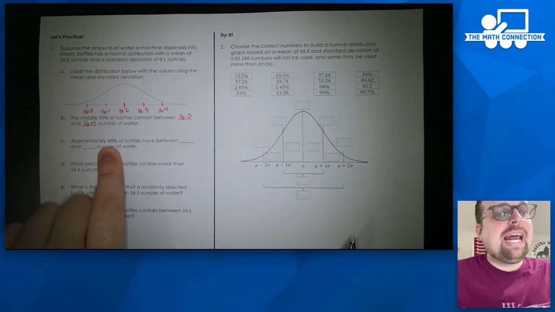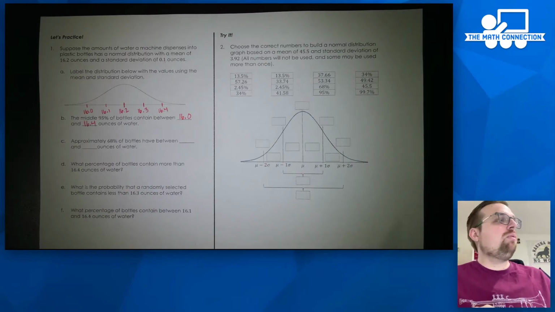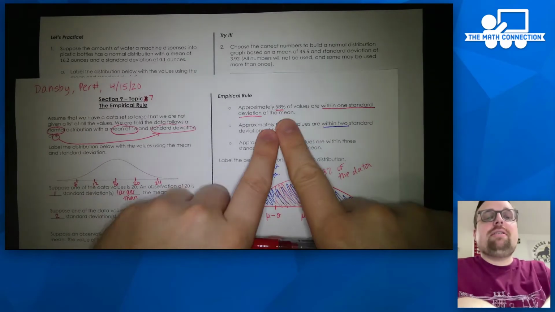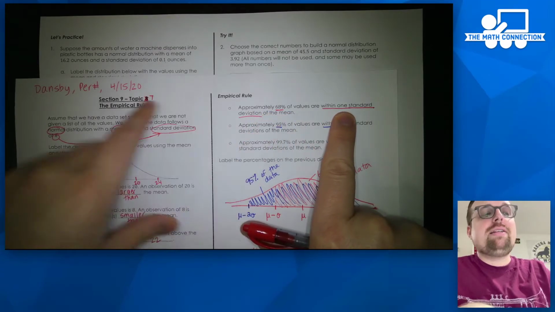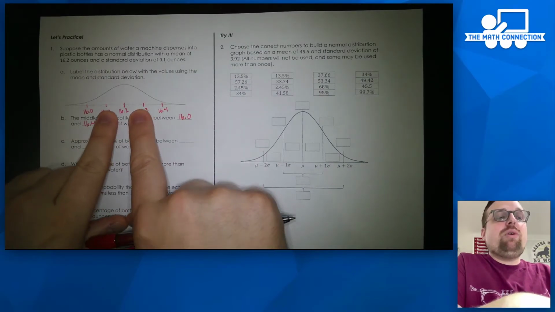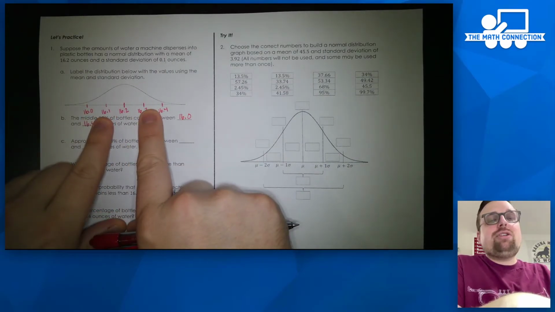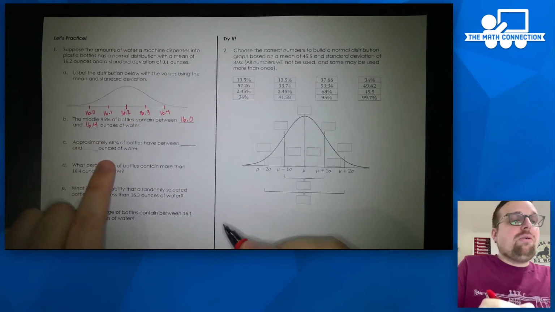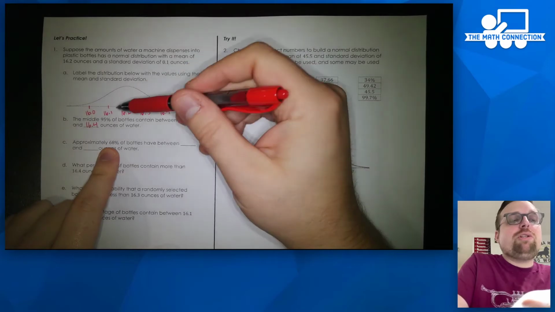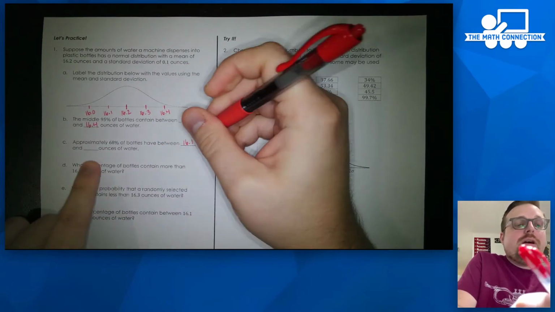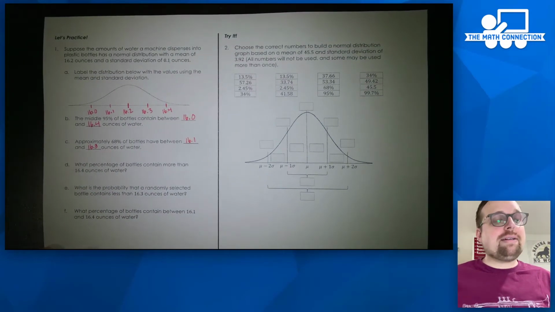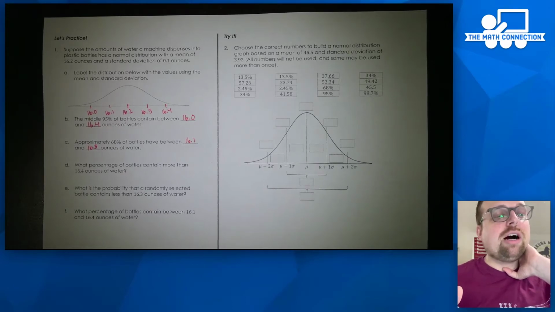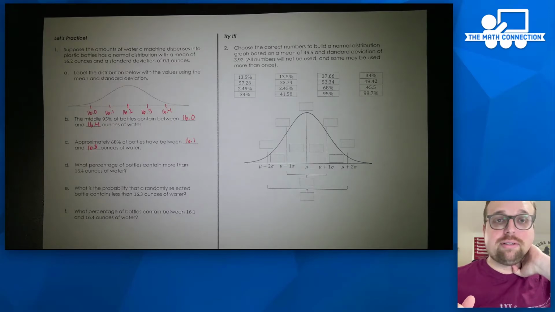And then 68% of the bottles have between what and what? Remember, to narrow that down to the middle, the middle 68% are going to be within 1 standard deviation, which means it's going to be between the first standard deviation above and below the mean. So 68% of those bottles are going to fall between 16.1 and 16.3 ounces of water. Okay, next question is, what percentage of bottles contains more than 16.4 ounces of water?